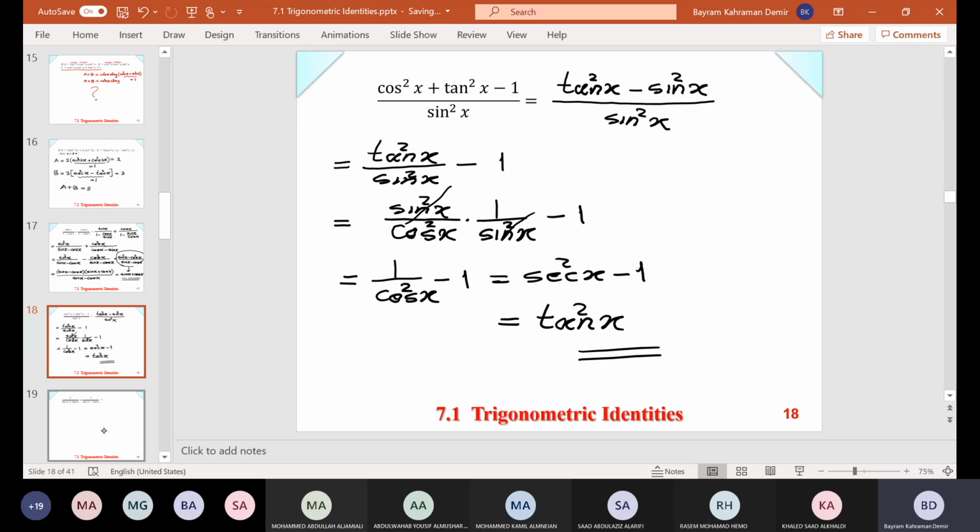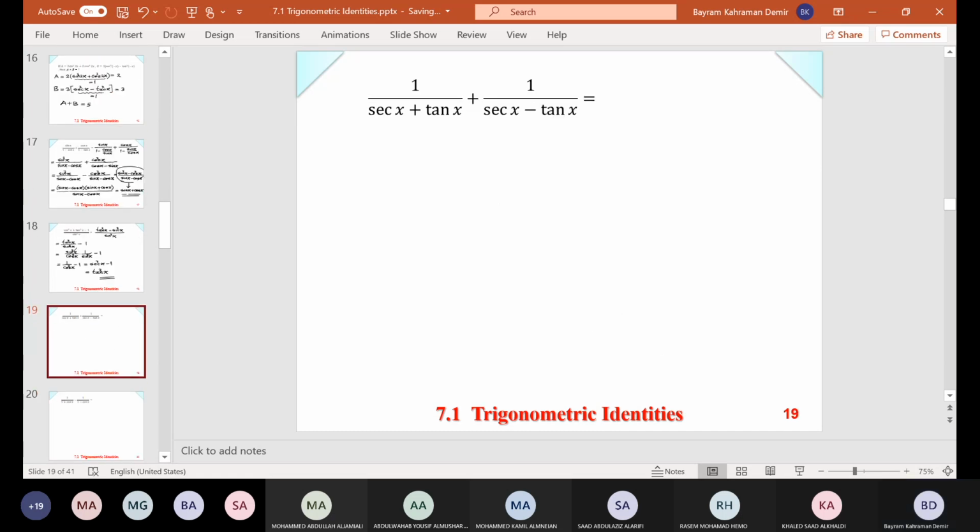All right. Let's see what is next. 1 over secant plus tangent plus 1 over secant minus tangent. So let's just do the addition of two fractions, right? We are going to multiply secant minus tangent times 1, so it is secant minus tangent, secant minus tangent, and then plus secant plus tangent, correct?